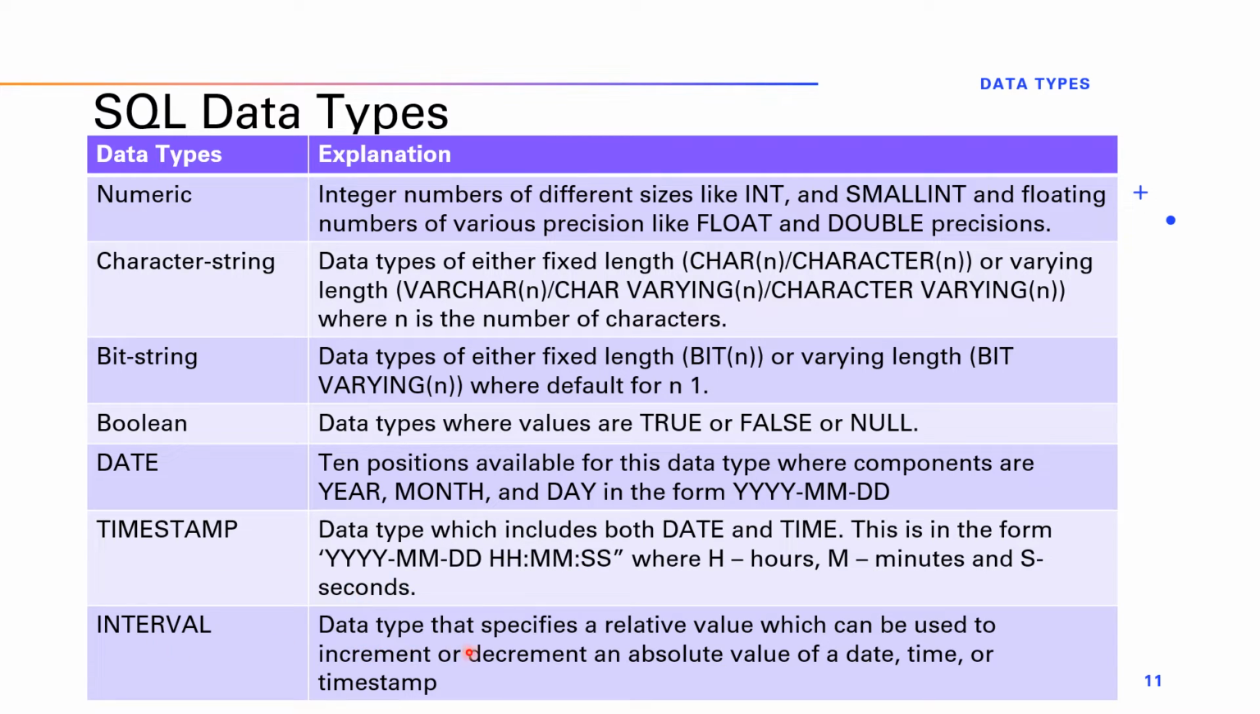Interval data type that specifies a relative value which can be used to increment or decrement, like increase or decrease by a specific amount, an absolute value of a date, time, or timestamp. So these are some common data types that you will commonly work with in SQL.